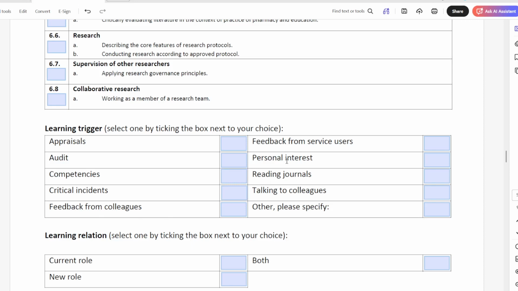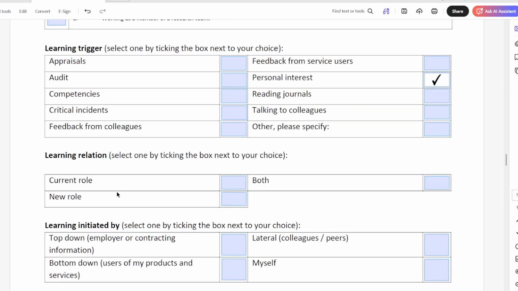Was it something that happened to you personally that made you feel like, I want to learn something like this? Did you read a journal that made you feel like, hey, I need to do this activity, I need to conduct a public health campaign? Did you talk to a colleague who said, hey, I would suggest that you do a public health campaign on 1, 2, 3? I always recommend that you choose personal interest, or maybe feedback from colleagues, where your supervisor is asking you to do a public health campaign or an activity based on 1, 2, 3. So this is what it means. But the best one, or the one that I normally suggest, is personal interest. But it's important to understand each one and then you choose yourself.